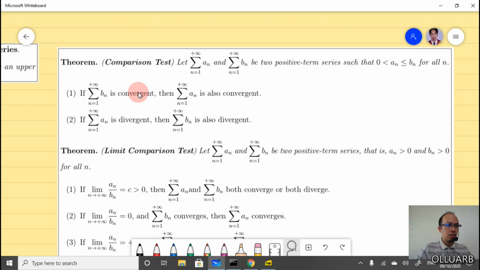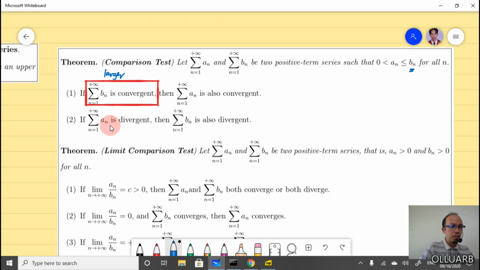Okay, so as you can see here, if this is larger, based on this inequality, then the smaller one, a sub n, is convergent.